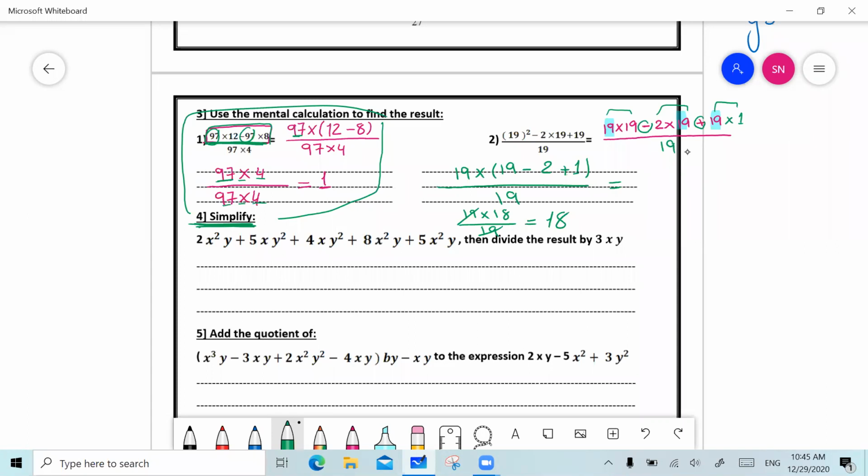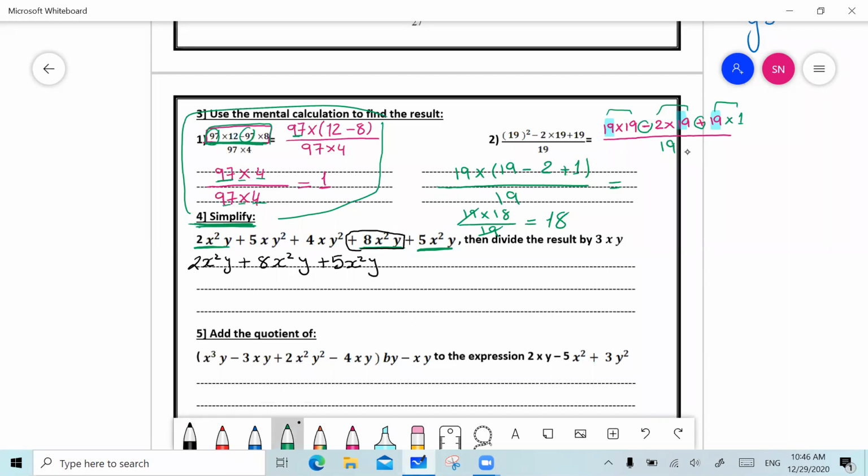Let's go and see. I have here 2x to the power of 2y, 8x to the power of 2y, and 5x squared y. The three are like terms. So I will have here 2x squared y plus, we said we take each term with the sign before it, plus 8x squared y plus 5x squared y.